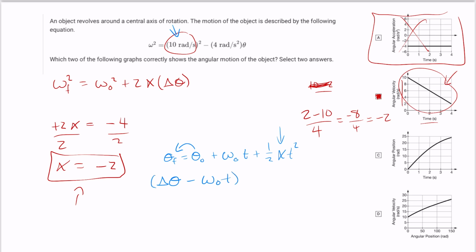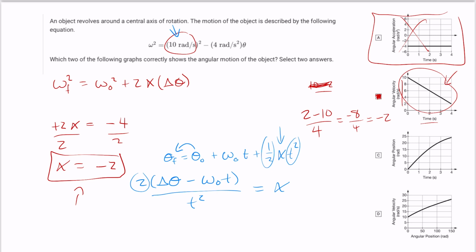All of this times 2 divided by time squared. That's a couple of steps of algebra that I did, where I basically multiplied both sides by 2, and then I divided by the time squared over here to isolate alpha. This is all equal to alpha. Now I'm going to plug in a few things.